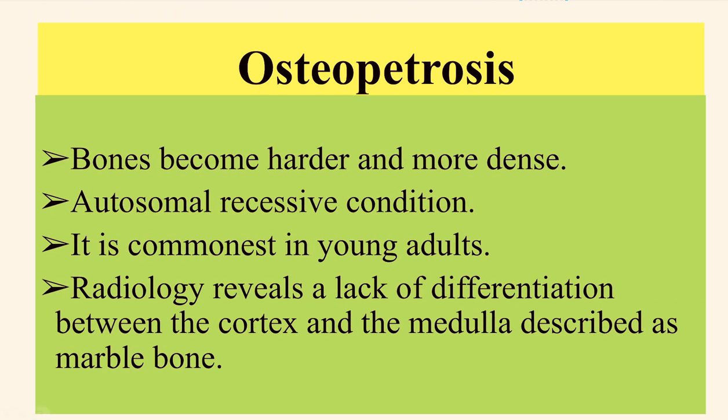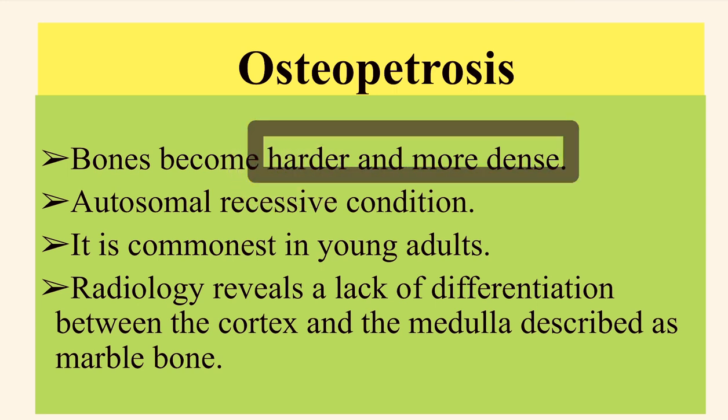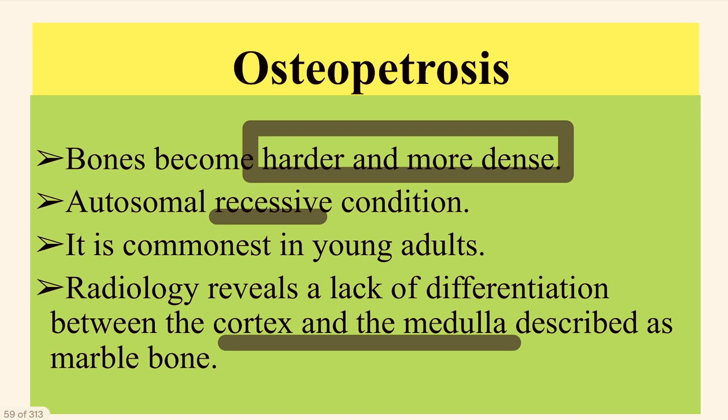And let's see the osteopetrosis. Its bone becomes harder and more dense. So the first point, in case of osteopetrosis, the bones become more hard and more dense. It is an autosomal recessive condition. It is commonest in young adults. Radiology reveals there is lack of differentiation between the cortex and medulla. That means there is no differentiation between the cortex and medulla, and it is also known as the marble bone.